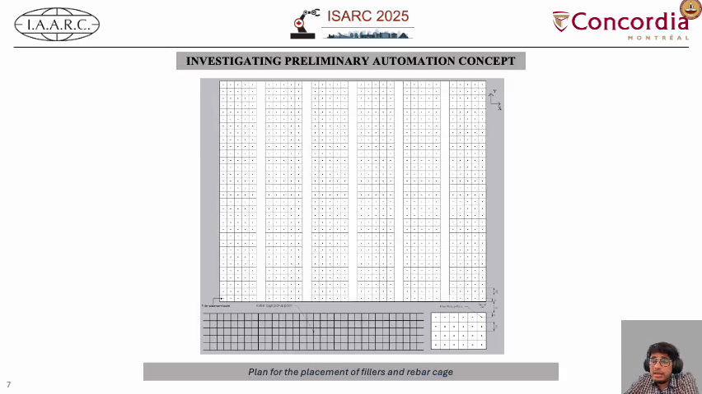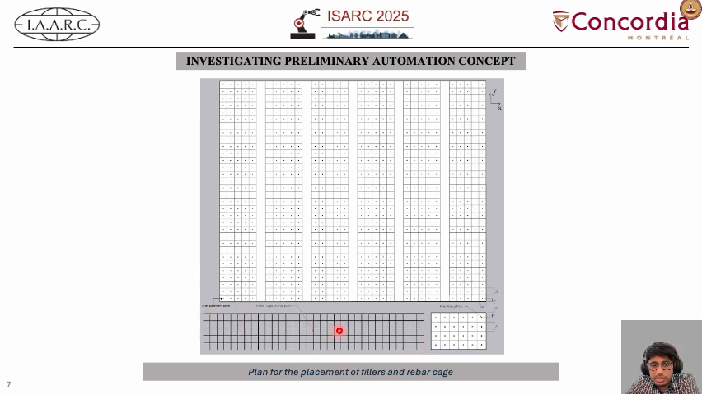To investigate the preliminary automation concept, we took a case of a 6 meter by 4 meter RCC slab, and we divided it into 6 equal panels. These dots represent the voids generated after the printing of the tension layer. And here you can see the rebar cage.